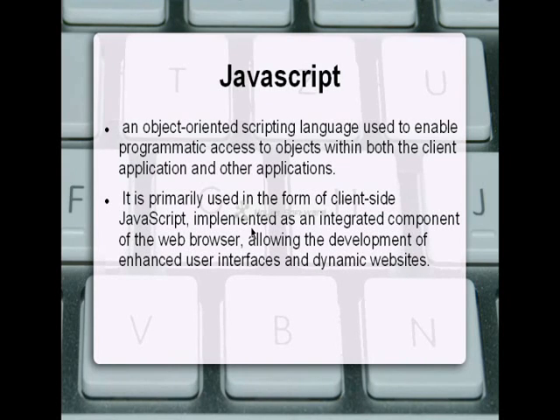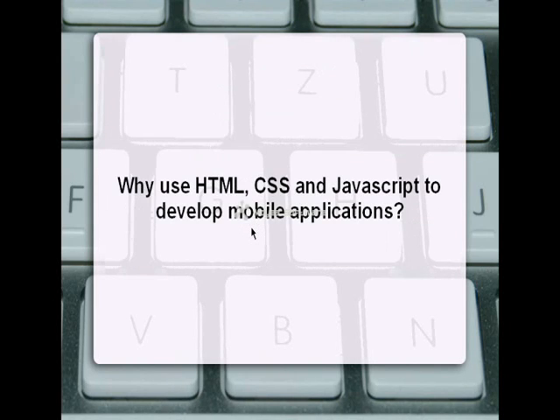JavaScript is an object-oriented scripting language used to enable programmatic access to objects within both the client application and other applications. It is primarily used in the form of client-side JavaScript implemented as an integrated component of the web browser, allowing the development of enhanced user interfaces and dynamic websites.